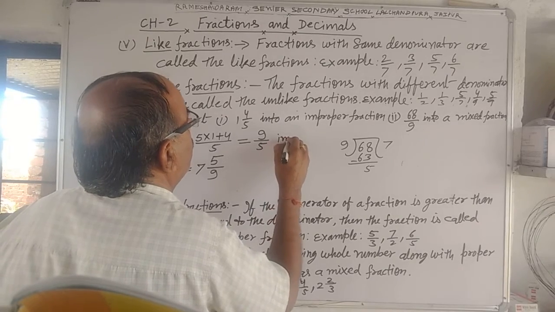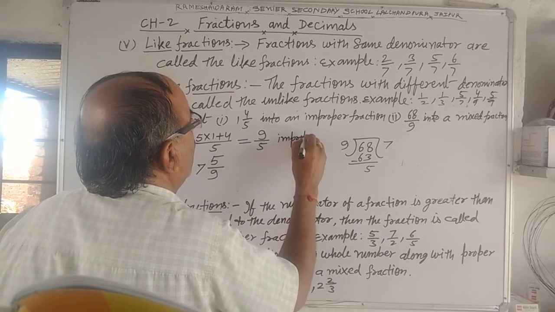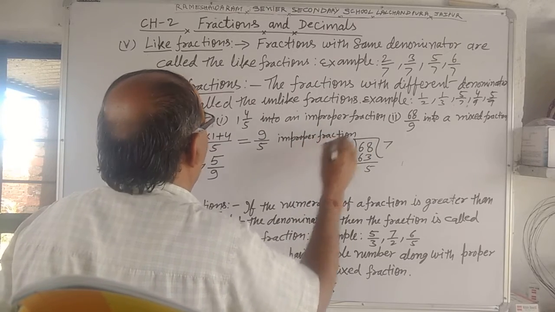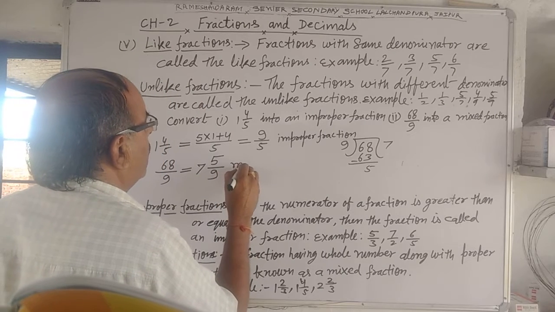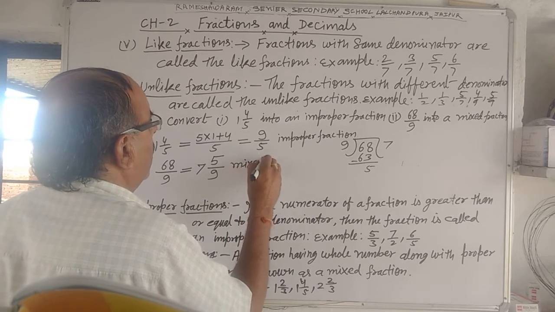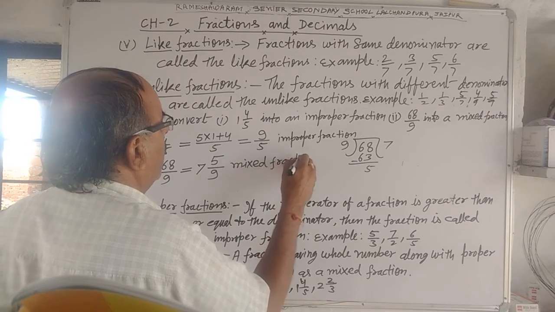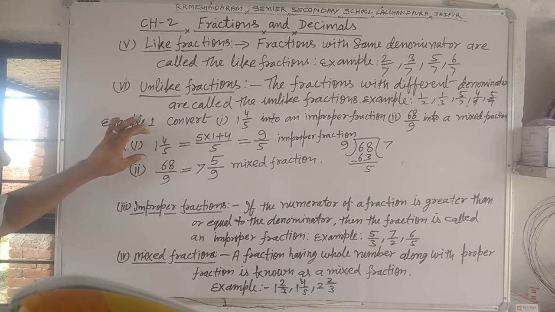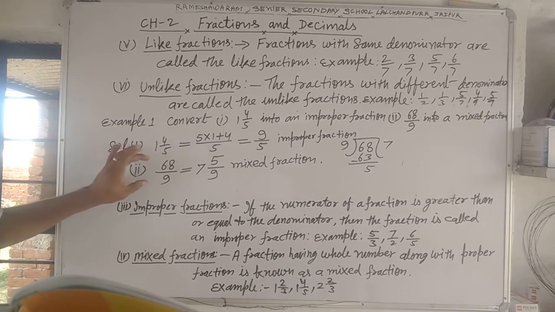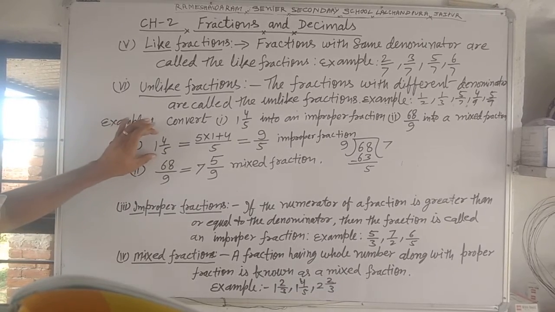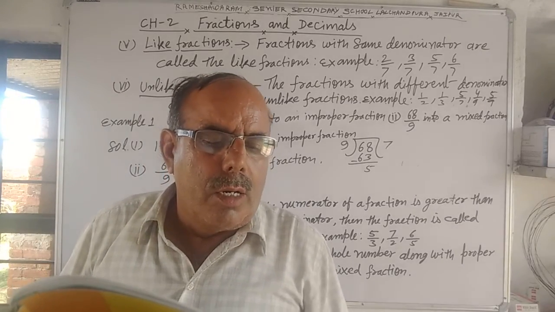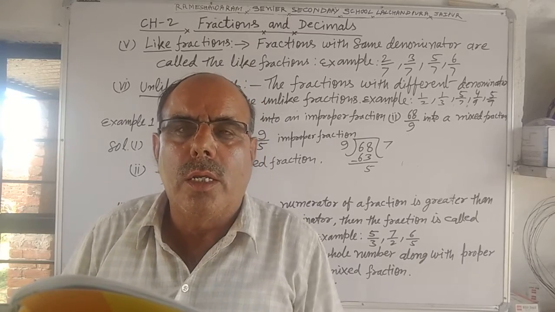The first one is an improper fraction. It is a mixed fraction. We can change a mixed fraction into an improper fraction and an improper fraction into a mixed fraction. This is the example. Okay, thank you.